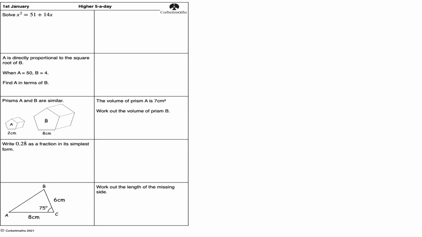Hi, in this video we will be taking a look at the Higher 5-a-day, 1st of January, Corbettmaths K5 questions for the 5-a-day maths, okay? Question number 1, guys, it says solve x squared equals 51 plus 14x.